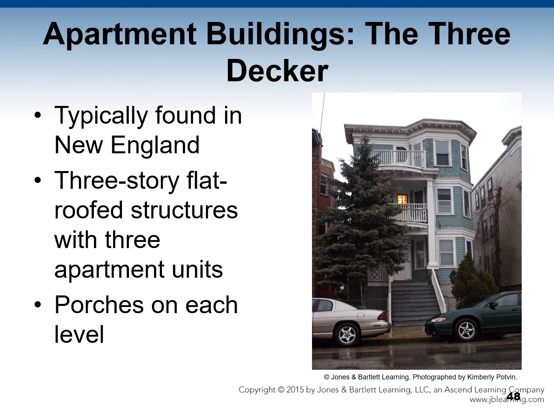The 3-decker is, as I mentioned, typically found in New England. These are 3-story flat roof structures with 3 apartment units. Basically, 1, 2, 3 stacked right on top of each other. They're quite charming, but they do present some problems. They have porches on each level.